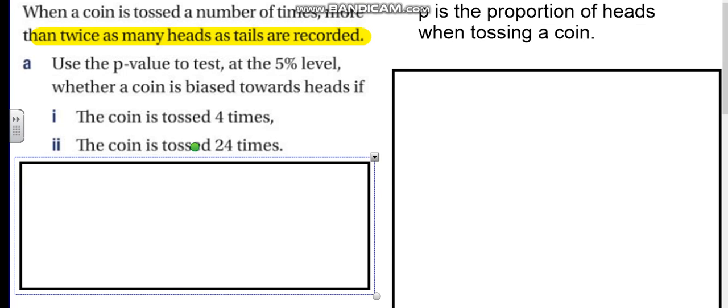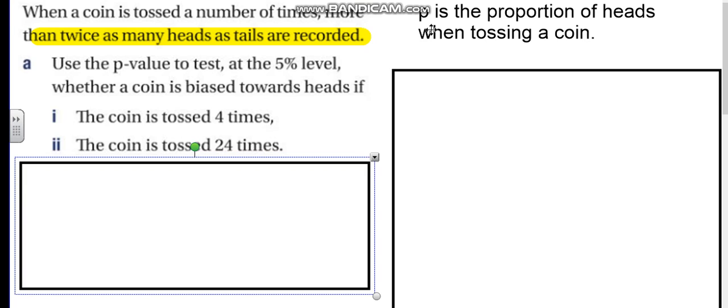So let's have a look at this question here. When a coin is tossed a number of times, more than twice as many heads as tails are recorded. Using the p-value to test at the 5% level whether a coin is biased towards heads if the coin is tossed 4 times. So this is where we're going to stop here. We're just going to look at the 4 times tossed.